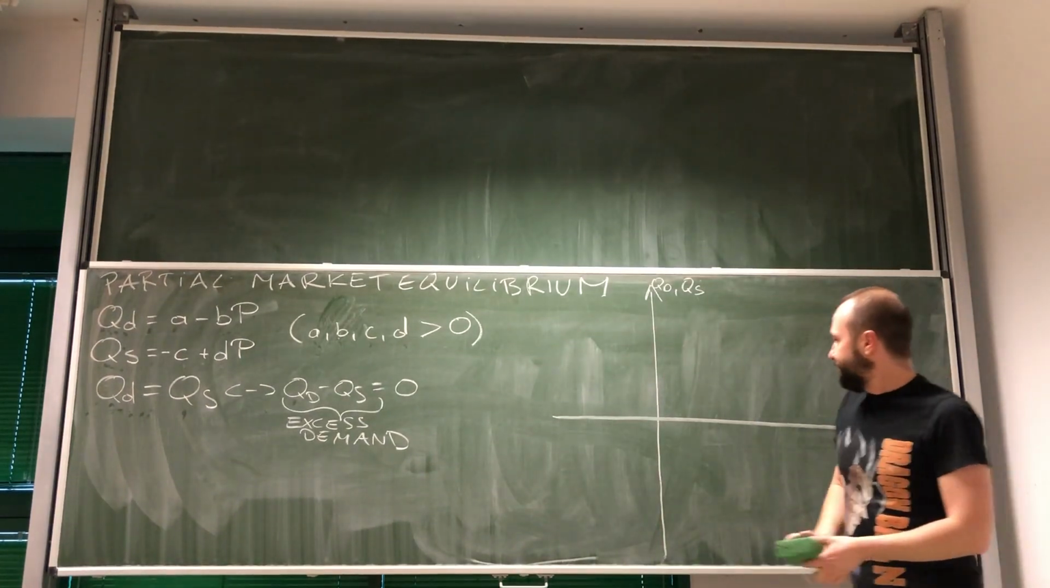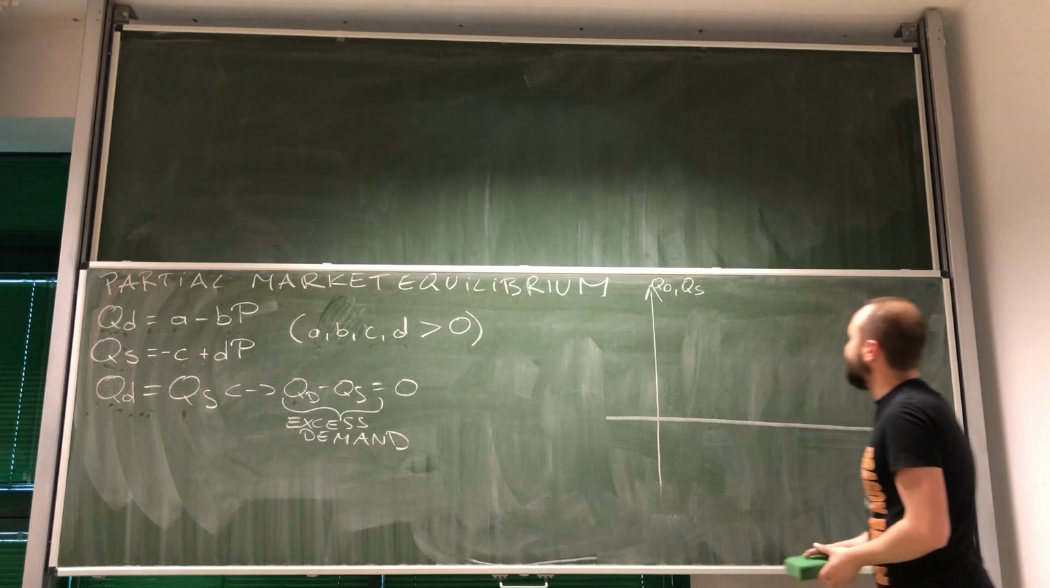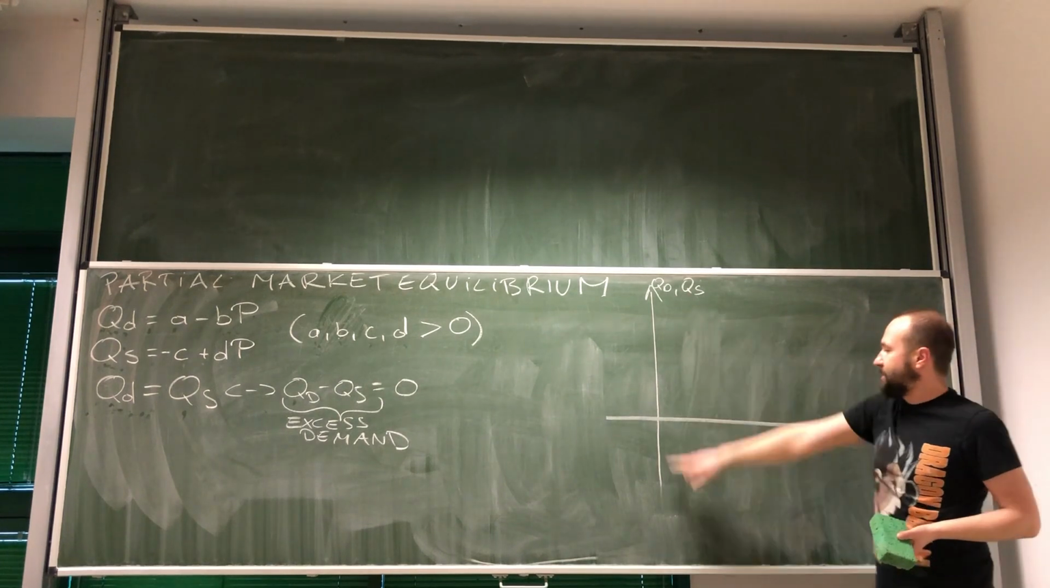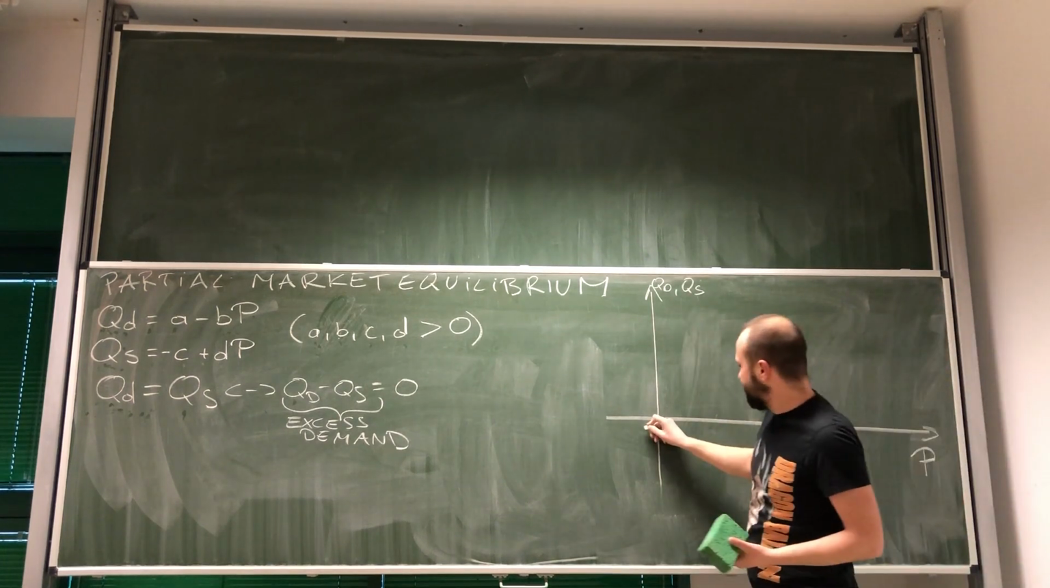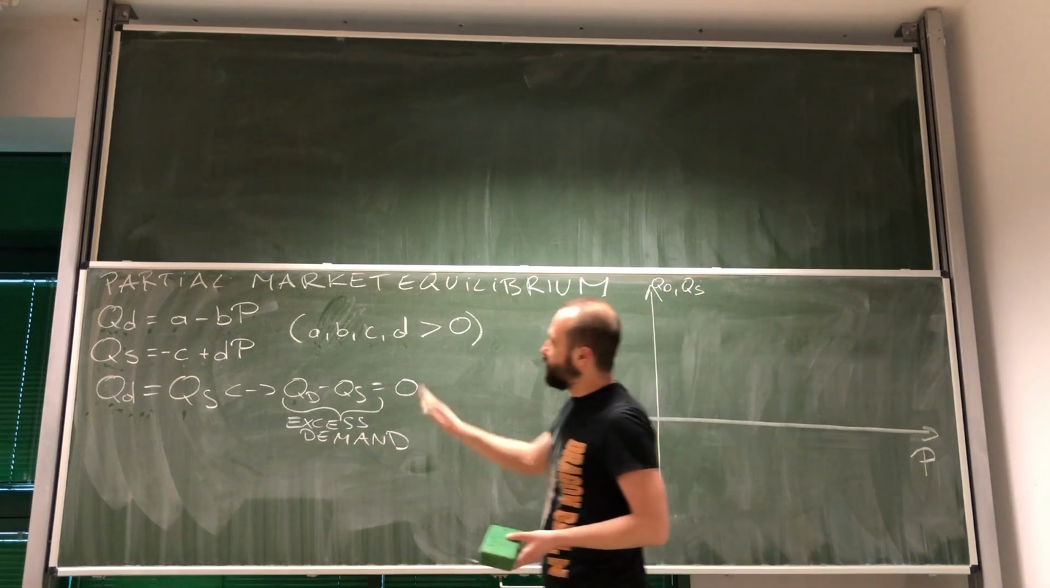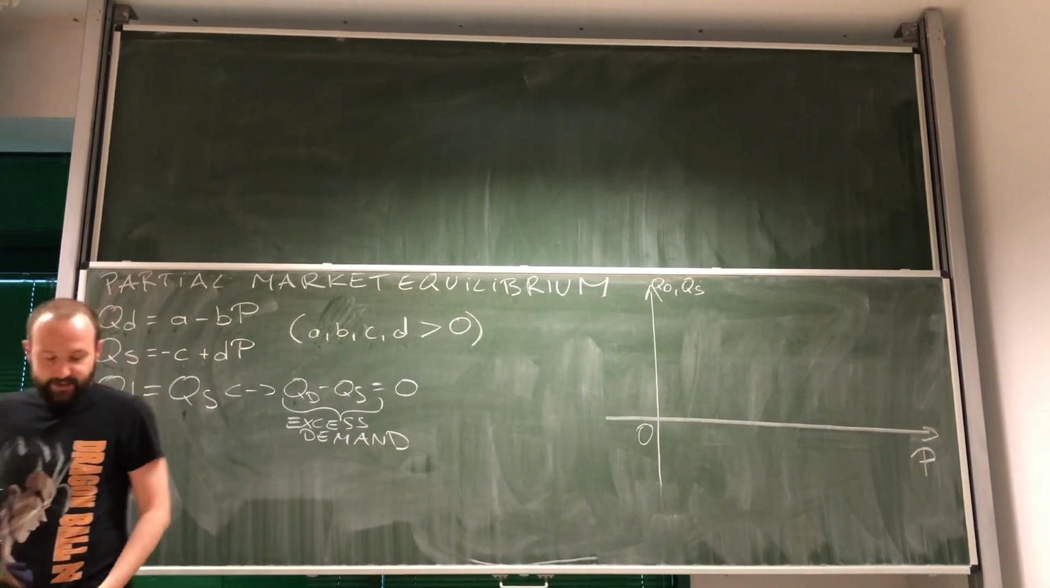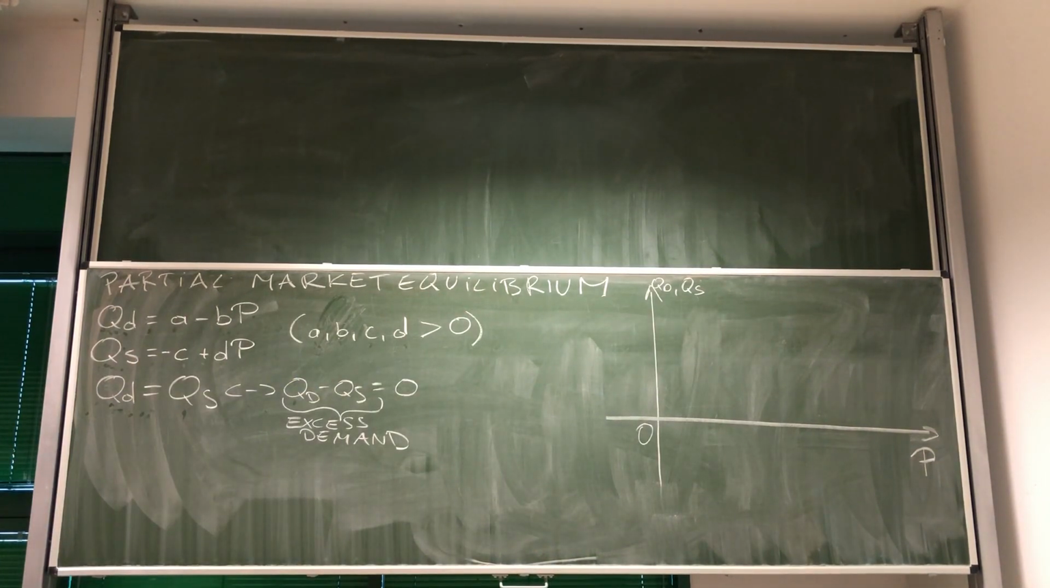Look, so on this axis we've got quantity, we've got price, this is 0. Let's start by drawing demand. What do we see over here? Look, we see that within these three equations, we've got some variables that are influencing one another.